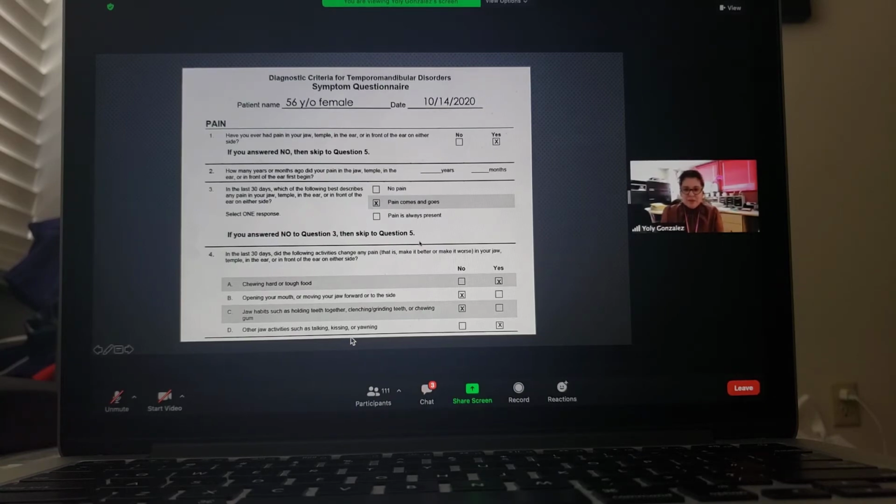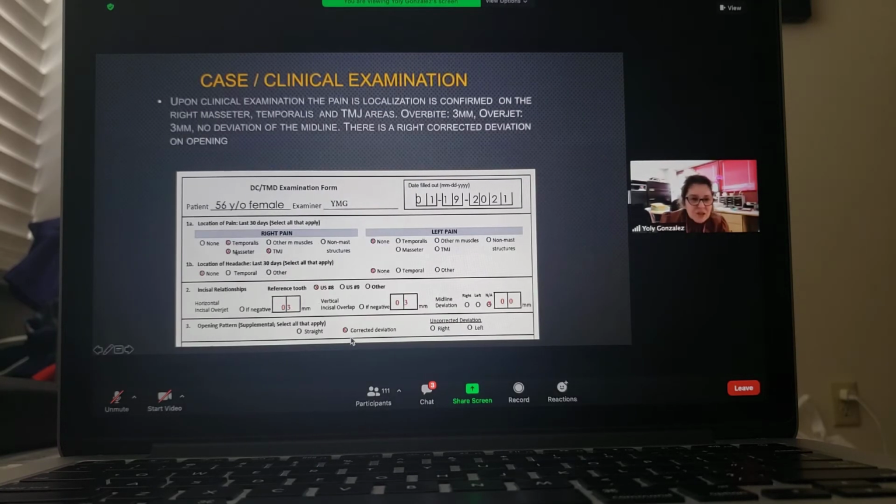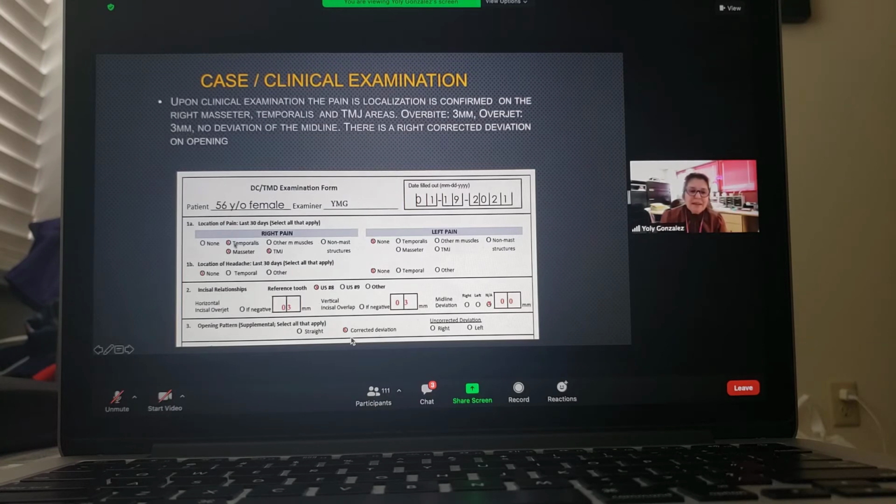Yes, pain that comes and goes, and is modified by chewing and other activities. And the patient denies history of headaches, and if they have no history of headache, obviously it cannot be modified. Upon clinical examination, the patient identifies the pain, and the examiner confirms the pain being in the temporalis, masseter, and TMJ on the right side. No headaches, overjet 3 millimeters, no midline deviation, and she has a corrected opening pattern.